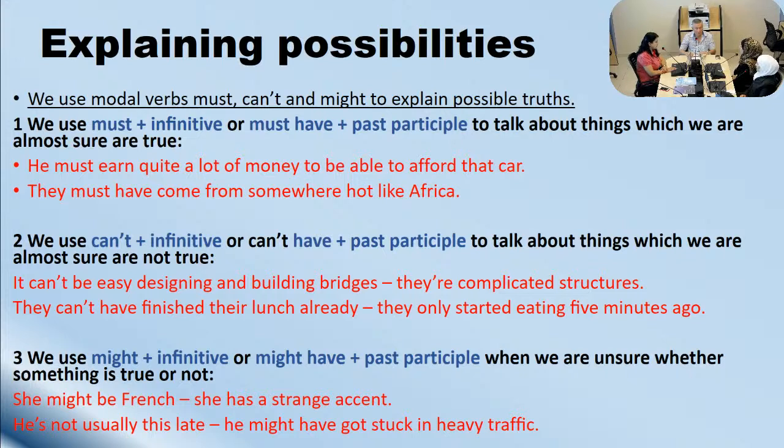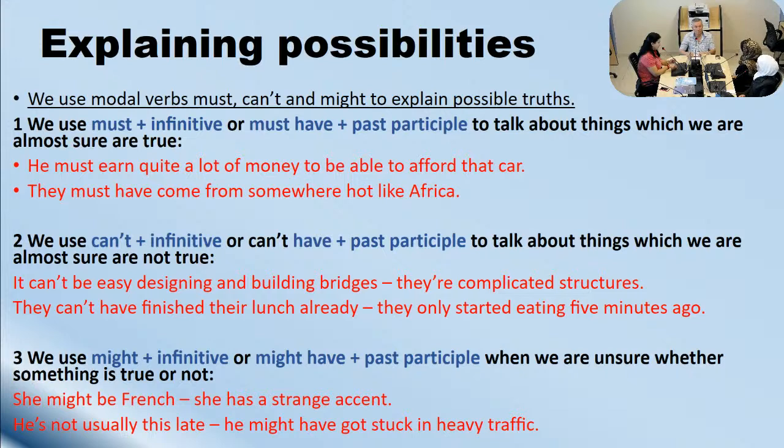Number 2, we use can't plus infinitive or can't have plus past participle to talk about things which we are almost sure are not true. For example, it can't be easy designing and building bridges. They are complicated structures. They can't have finished their lunch already. They only started eating 5 minutes ago.